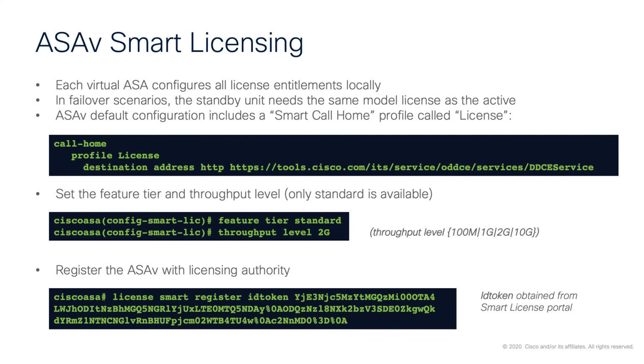So we can use the call home profile license. Within there then we can set the feature tier standard, which is the default, and then we can register the ASAv with the licensing authority. Again, the ID token that you use here is generated from the Smart License portal.